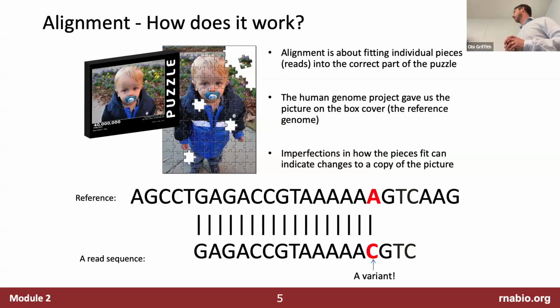So how does alignment work? At a really basic level, this is about fitting pieces, which are the reads, into the correct part of the puzzle. And the reference that the Human Genome Project produced for us, if you're doing human analysis, is like the picture on the cover of the box, right? So you're looking at this reference and saying, I have this piece, and trying to figure out where it would best fit. And if you are able to find a place where it fits, but there's a slight imperfection in how it fits, that can indicate something interesting, like maybe a variant.